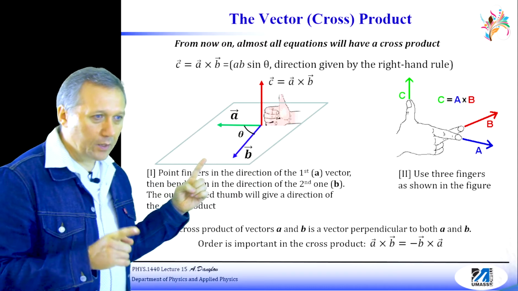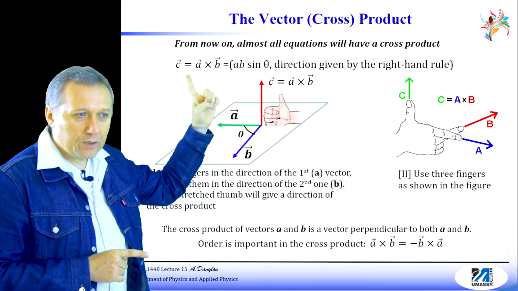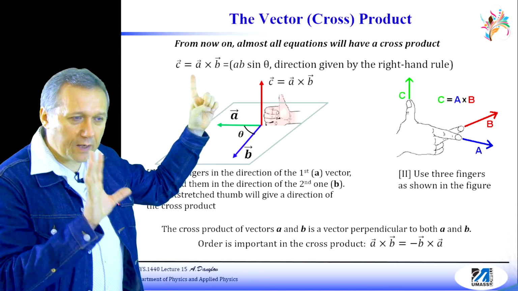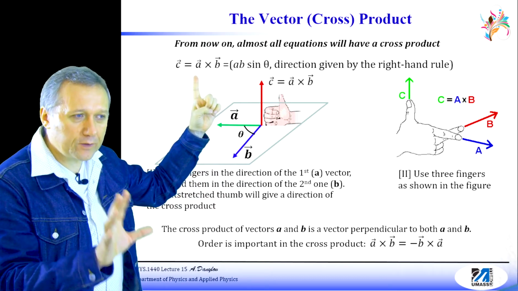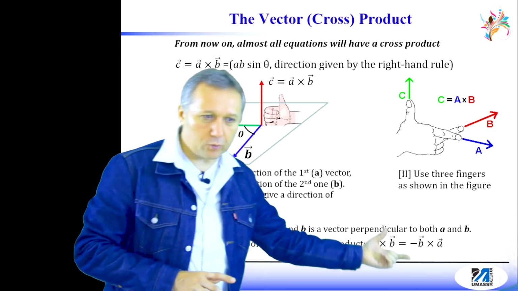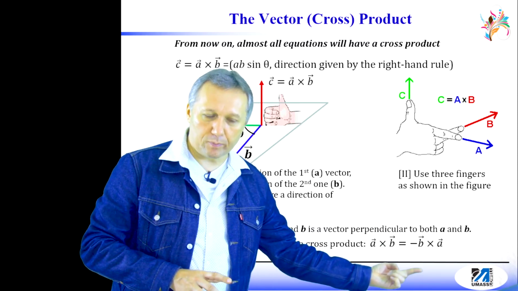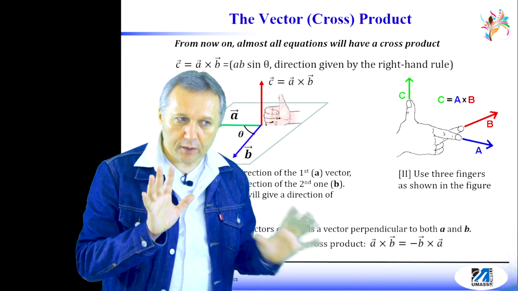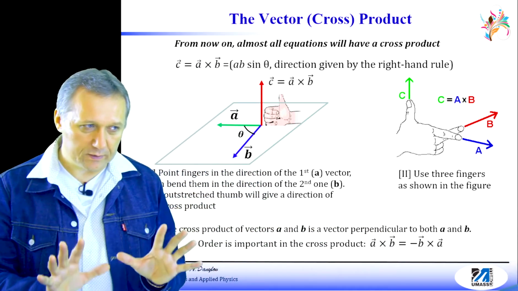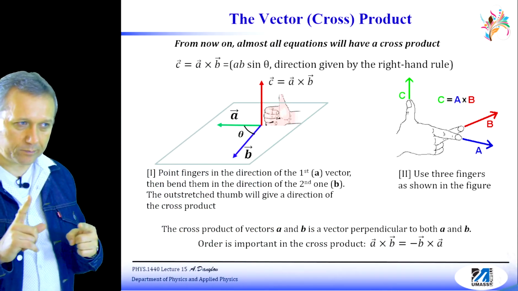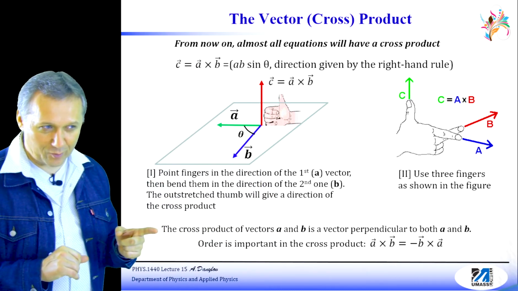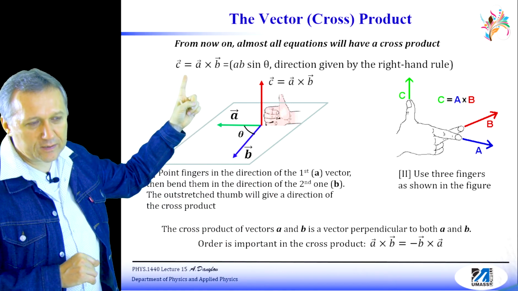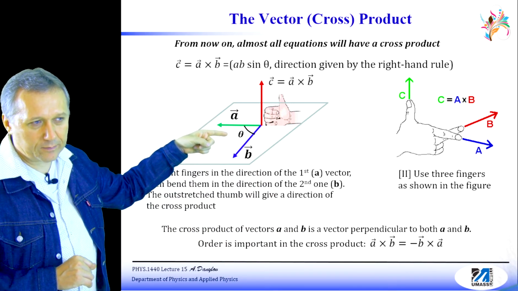First of all, take the first vector in the cross product. The order of these vectors is extremely important. If you change the order, the minus will pop up. A cross B equals minus B cross A. So you have to be careful with the direction of these vectors. Don't change the order, otherwise the direction will be opposite. So you take the first vector in the cross product, in this case A, this green vector.